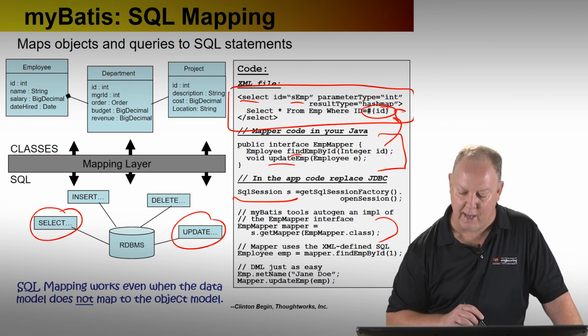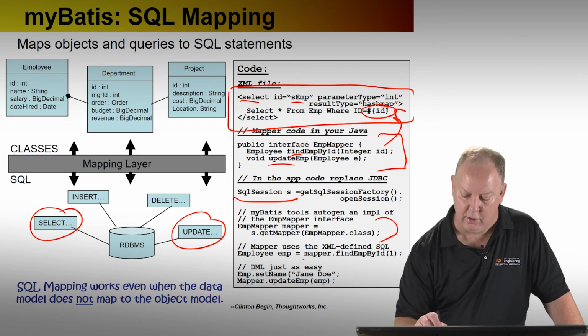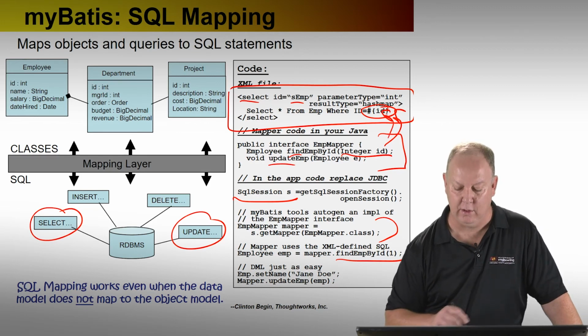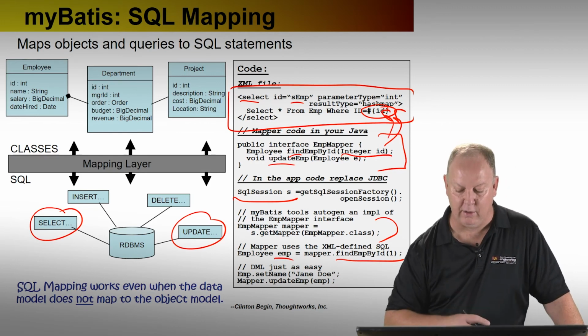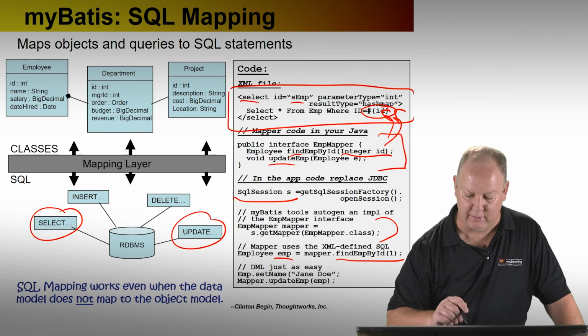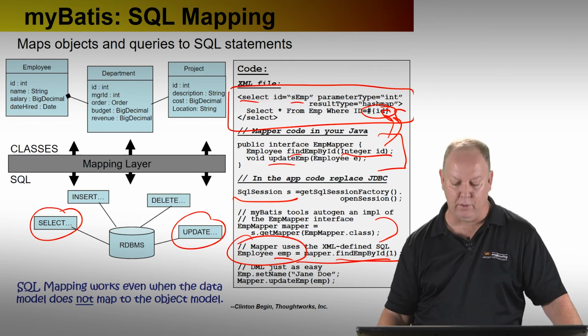That mapper has marshaled this. It knows about that, all right? And you go ahead and call the find emp by ID, passing that integer, and it knows to bind that to this query and get you the employee back. The whole while loop over here, right? That's all gone because MyBatis just took care of it. Now it automatically gets marshaled directly into that employee.